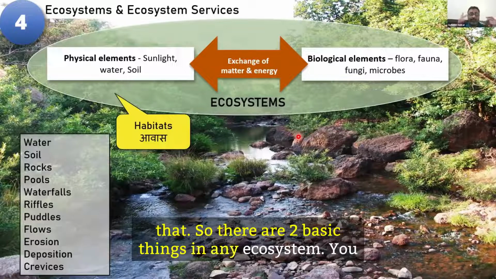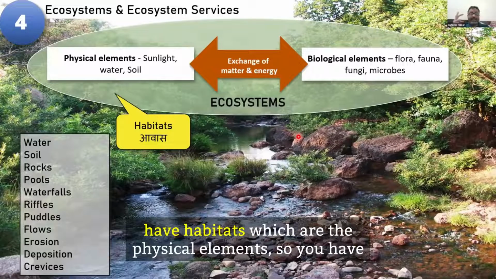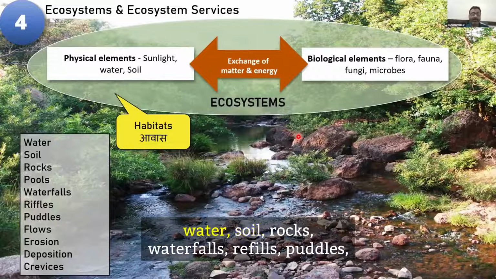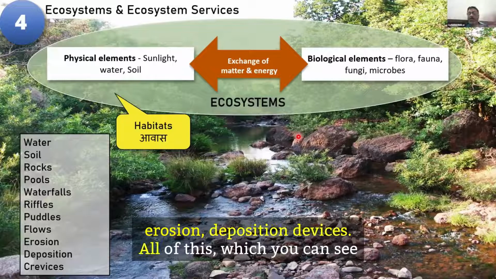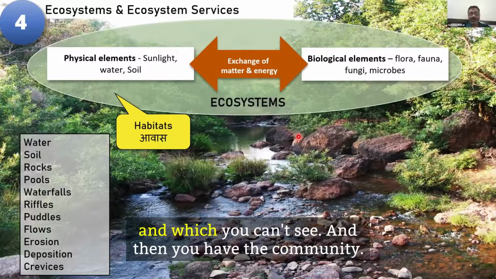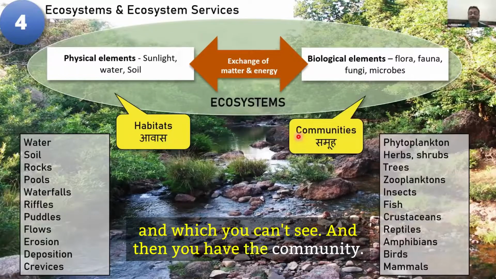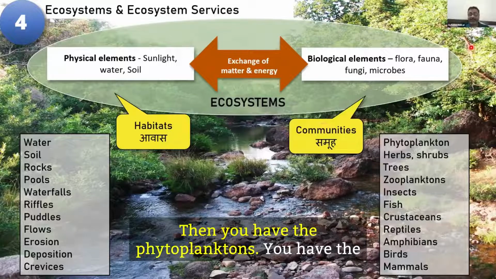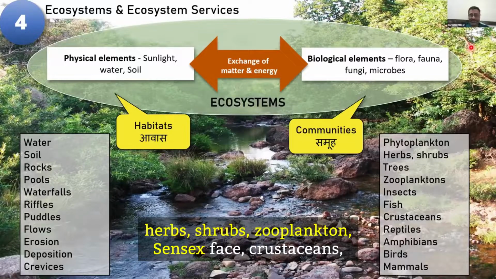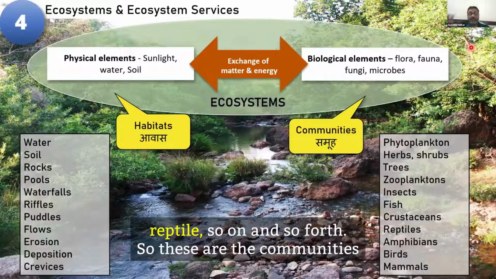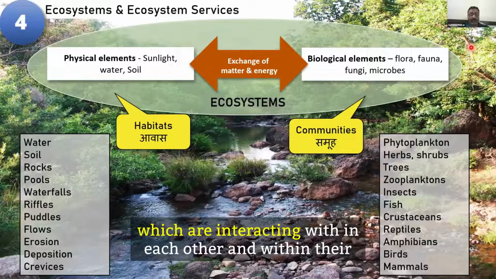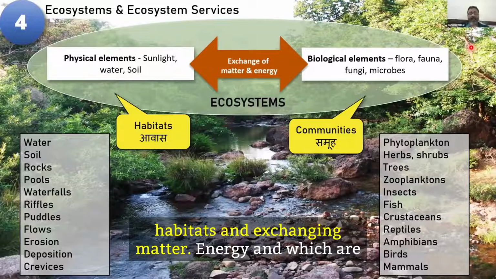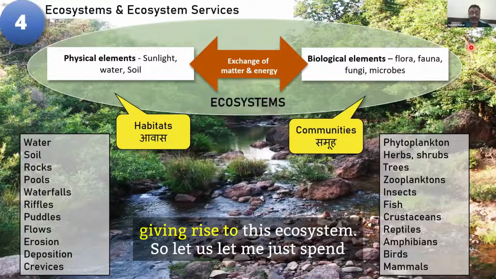So there are two basic things in any ecosystem. You have habitats, which are the physical elements. So you have water, soil, rocks, waterfalls, riffles, puddles, erosion, deposition, crevices, all of this which you can see and which you can't see. And then you have the communities. Then you have the phytoplanktons, you have the herbs, the shrubs, zooplanktons, insects, fish, crustaceans, reptiles, and so forth. So these are the communities which are interacting with each other and within their habitat and exchanging matter and energy, and which are giving rise to this ecosystem.